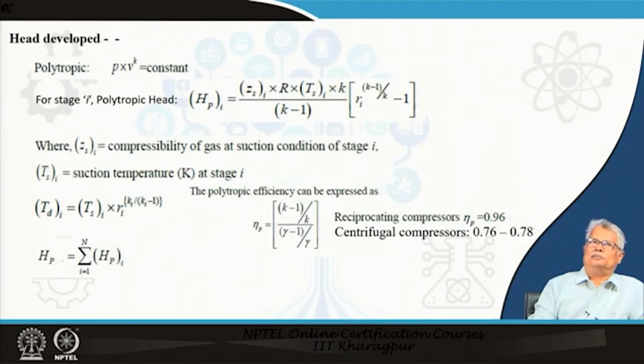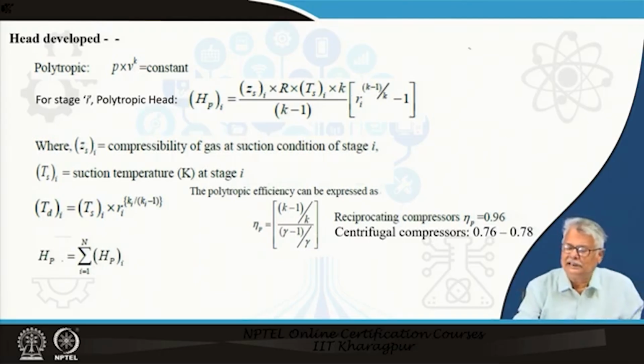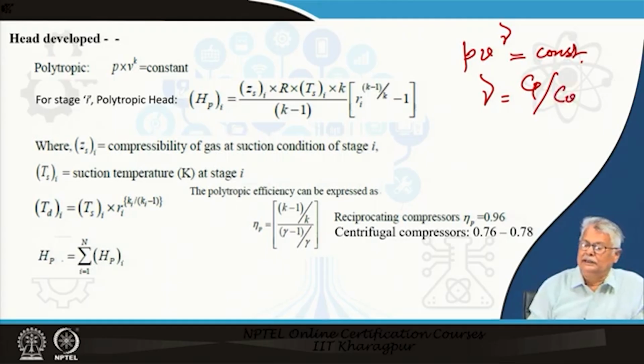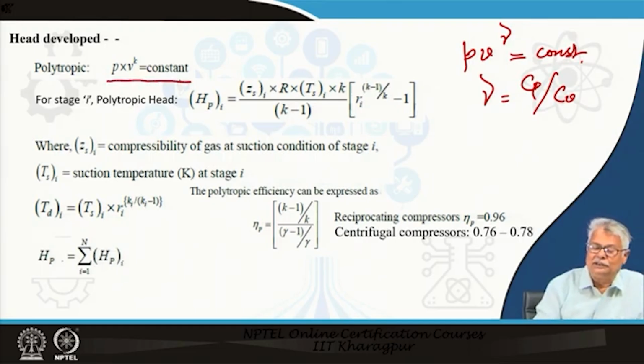In reality, when you have compressors, it is neither fully adiabatic nor isothermal. If it is adiabatic, the relationship between P and V would be PV to the power gamma equals constant. What is gamma? Gamma is the ratio of the specific heat at constant pressure and the specific heat at constant volume. In reality, you have a polytropic process. That means your K is not equal to this particular gamma, which is the ratio of Cp and Cv for your gas.